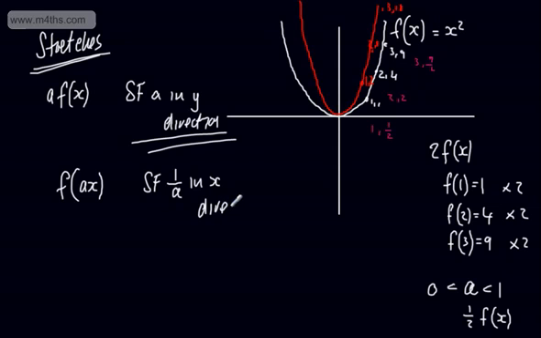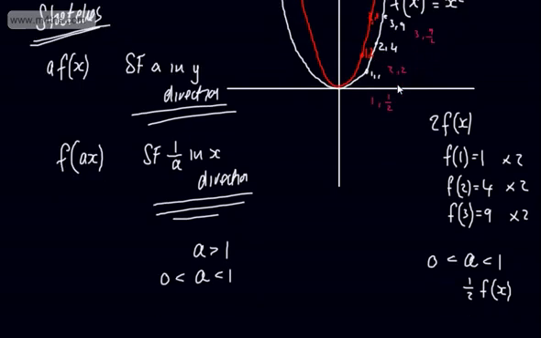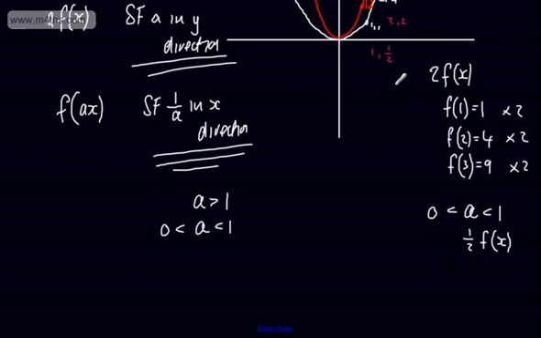And what I want you to do is just hit pause now to think what this means. A 1 over a scale factor stretch in the x direction. Consider when a is greater than 1 and when a is between 0 and 1. You might want to take just x squared. So hit pause, have a go at it and see what that does for you.